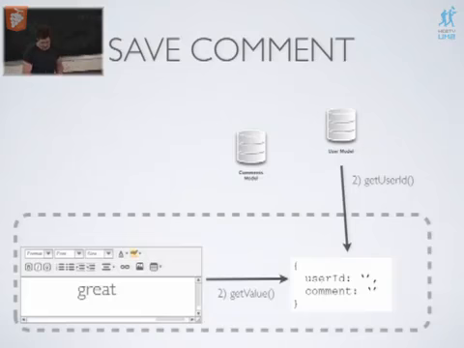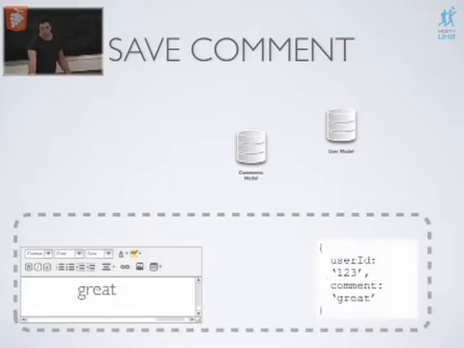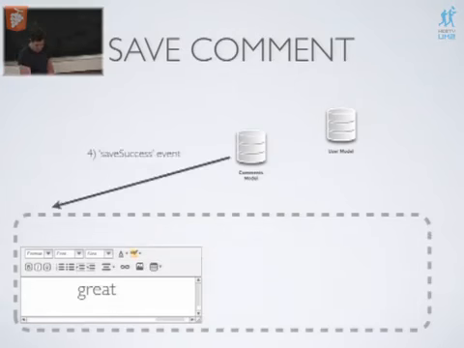So I'm just walking through this. Now we've got a populated JSON payload. We've got the user ID in there from the model. We've got the comment from the text box. So we send it using a post comment function with arguments to the component model. And the component model says, save success, it was good, it was great.